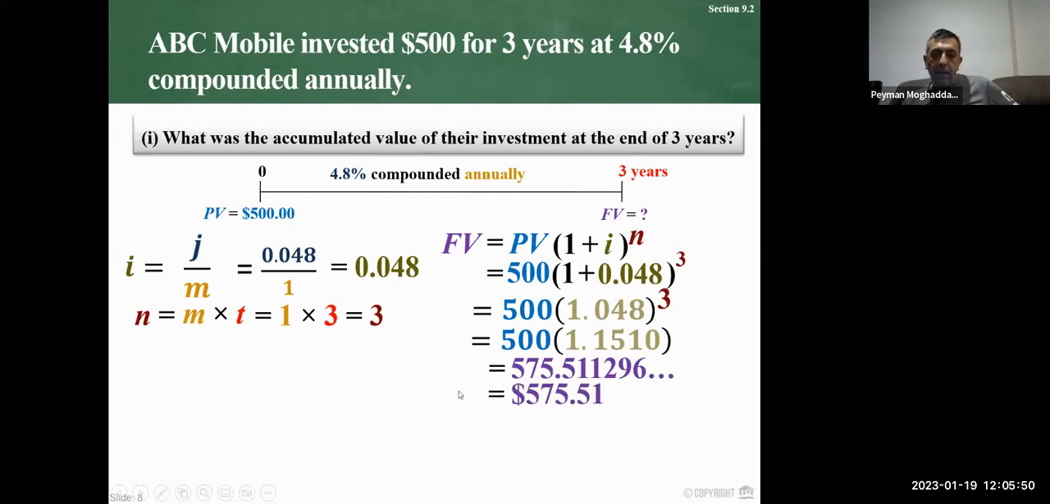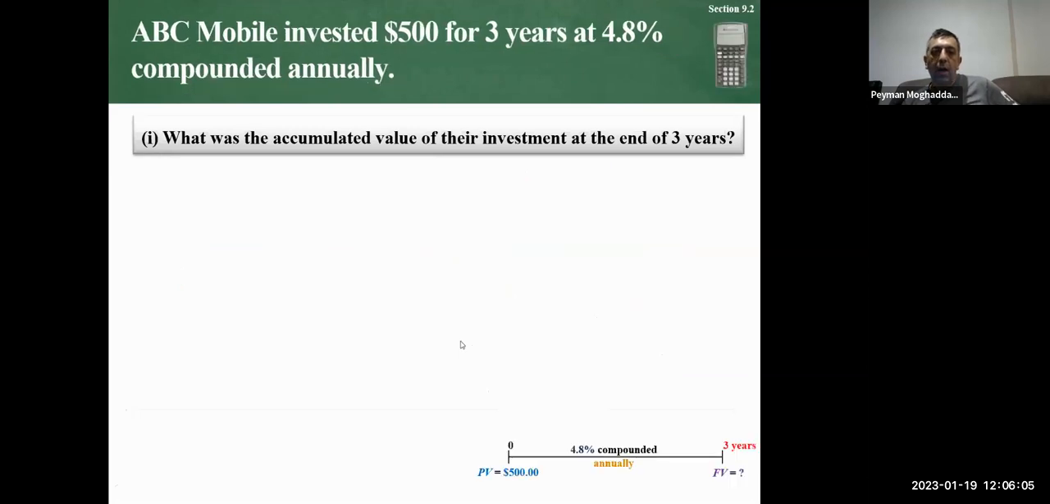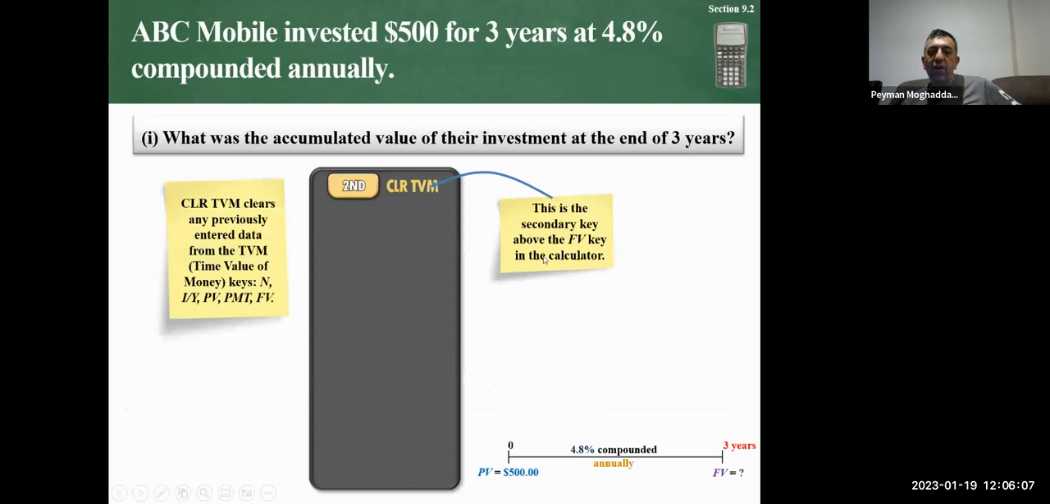And then the accumulated value of the investment at the end of 3 years is going to be 575.51. Okay. Any question on this? Okay. Seems everyone is following it. What was the accumulated value of the investment at 3?